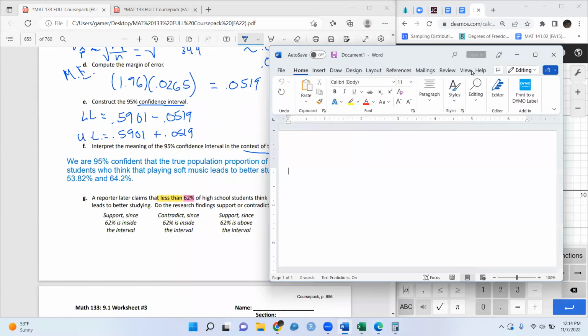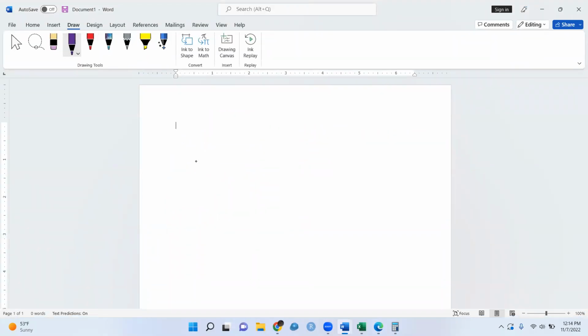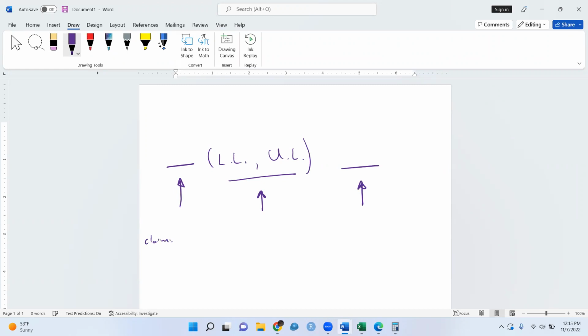When we're testing a claim, we've got this confidence interval with its upper and lower limits. So we've got a lower limit and an upper limit. There are three places the claim could be. In other words, the claim could be below the lower limit, within the limits, or above the limits. That's where the number could be in our claim.